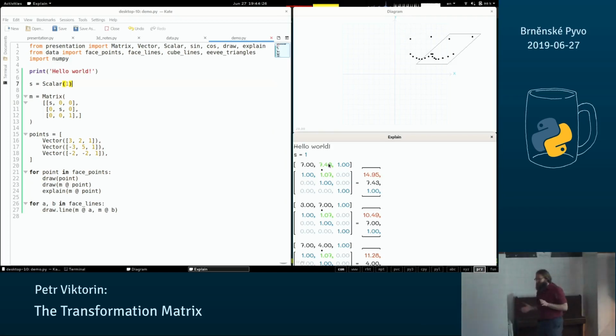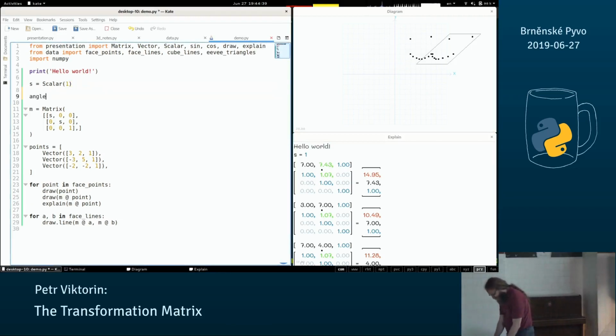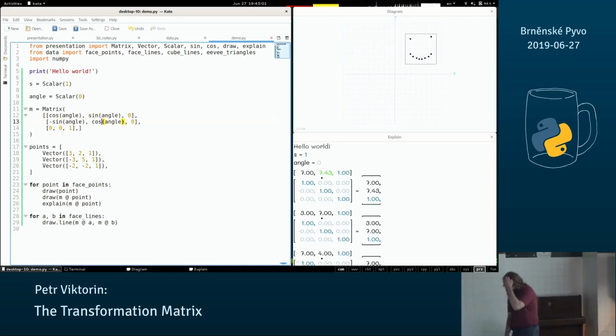There is some math involved that you can use to find out which numbers to put in to make the picture rotate by some angle. Let's say I will have an angle, and to make it rotate, I will need to put the sine of the angle here, a negative sign here, a cosine there, and another cosine here. Lots of trigonometry. This is something you find on Wikipedia. Put it once and never do it again.